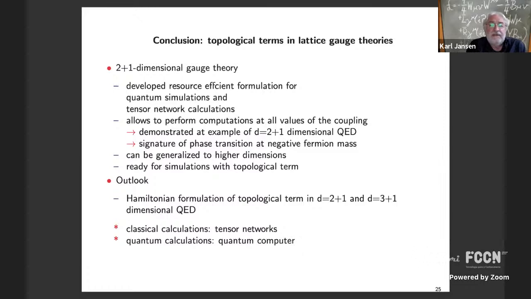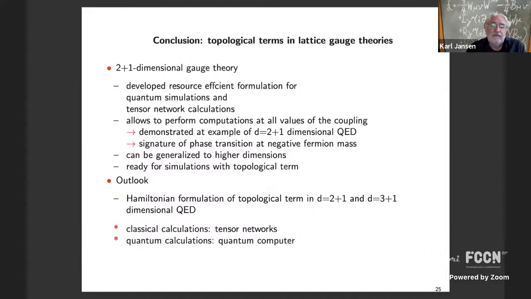Okay, this brings me to my conclusion. What I wanted to show you today is how we can implement and formulate topological terms for lattice gauge theories in the Hamiltonian formulation, and how to quantum simulate or do tensor network calculations for these theories. And I showed you the 2+1 dimensional gauge theory with and without matter. And I showed you that we have developed a resource efficient formulation which works for both quantum simulations and tensor network calculations. So you can use this formulation in both setups.